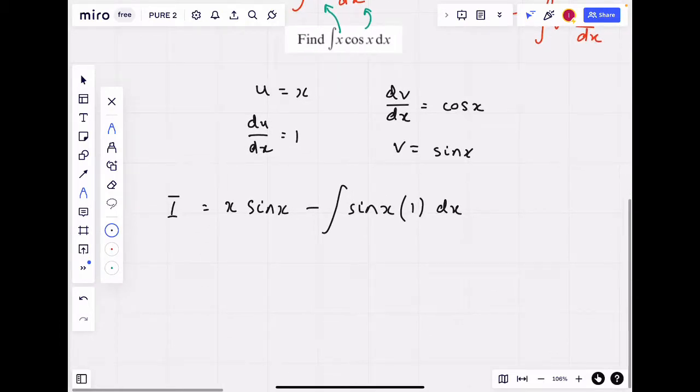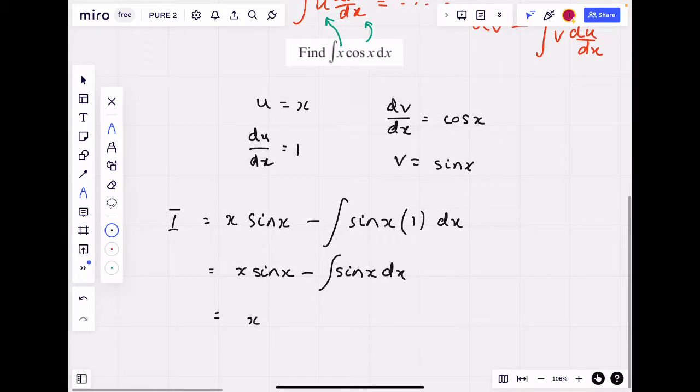Okay, from here, simplifying this would give that. And now we just have to integrate sine x, which would be minus cos x. So x sine x minus minus cos x would give plus cos x plus c. Done. There you go. That is integration by parts. You literally just have to use the formula. Same with the product rule. You work out your parameters, stick it in the formula.